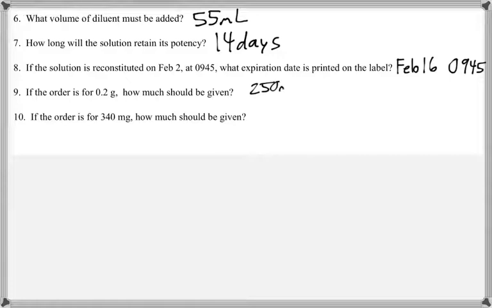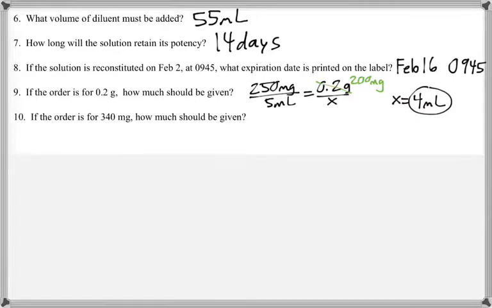So 250 mg over 5 mLs, and my order is coming in at 0.2 grams, and I need to convert this to 200 milligrams. So 5 times 200 divided by 250, and we get 4. So 4 mLs.